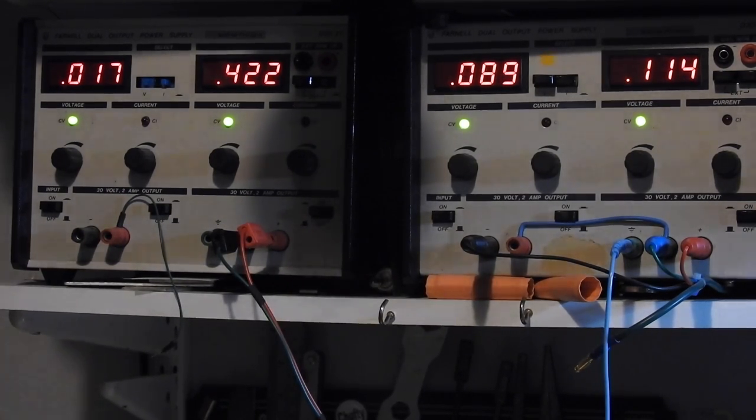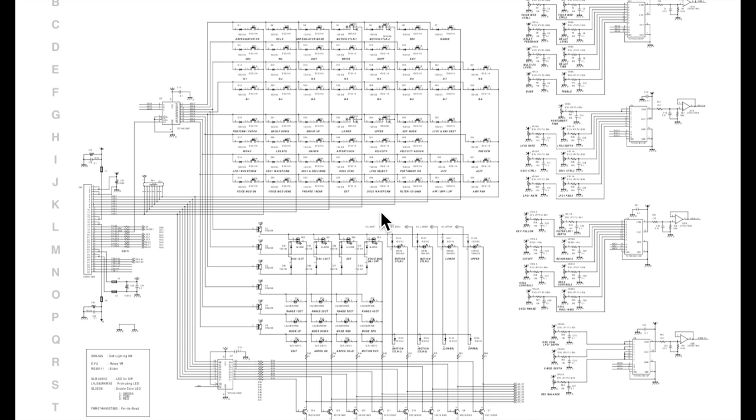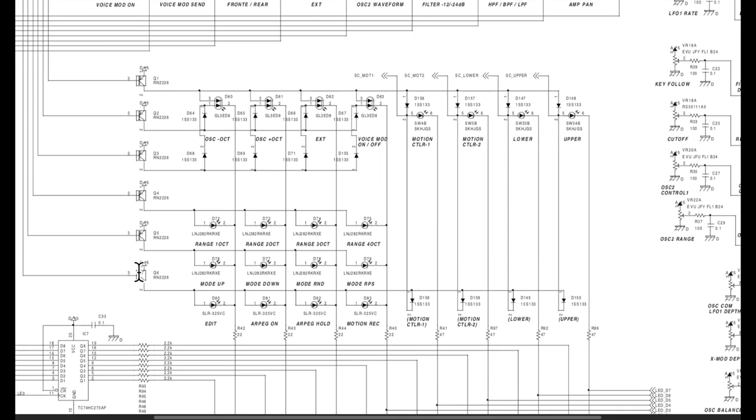Okay, I think what we should do is look to see how those four lights are switched on. So we know that there is a loose screw inside between the front panel and the case. And when we switch on, we see four LEDs light up, which are these ones here: mode up, mode down, mode random, and mode RPS. So all these lights are lit up, and they were controlled via this transistor.